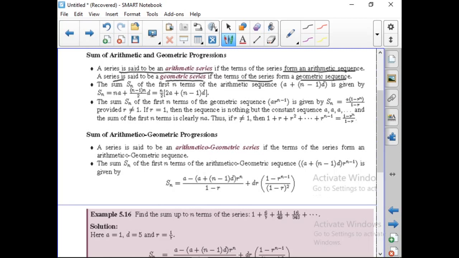Similarly, a series is said to be a geometric series if the terms of the series form a geometric sequence. What about geometric progression? A, AR, AR square, AR cube, etc. So, A is the first term and R is the common ratio, we say. All this you have studied in 10th standard.